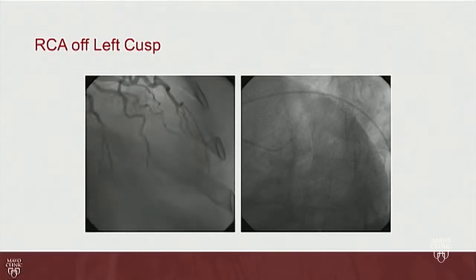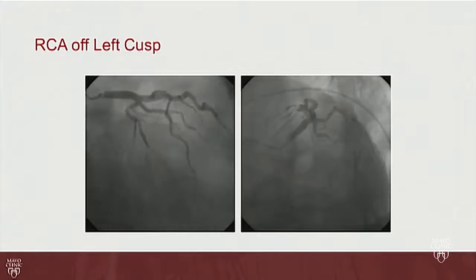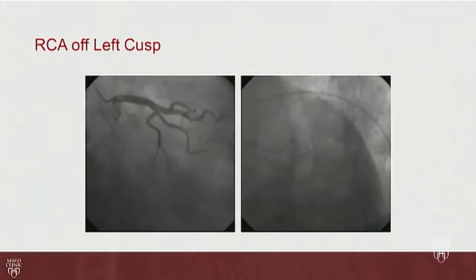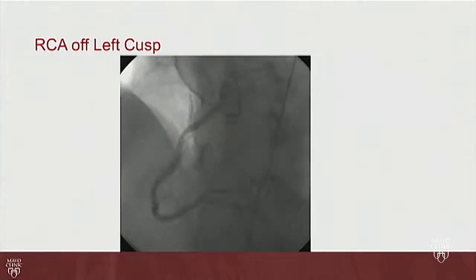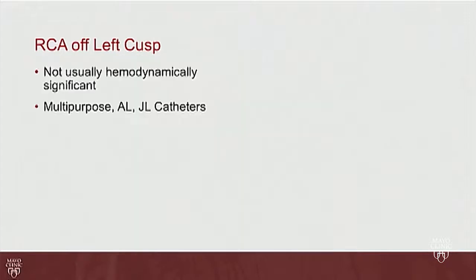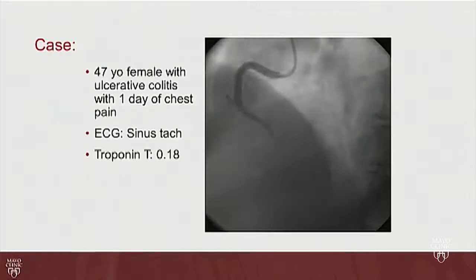So what about the right coronary coming off of the left cusp? This is kind of normal looking left coronary arteries, and you can see that it's really very close to where the left main is. It's not usually hemodynamically significant, although it can be. You can use a multi-purpose, again, an AL, a JL catheter to try and fit into the right coronary artery coming off of the left cusp.